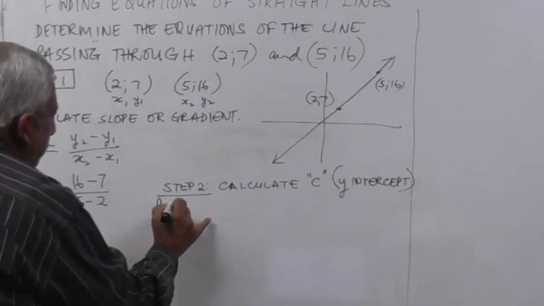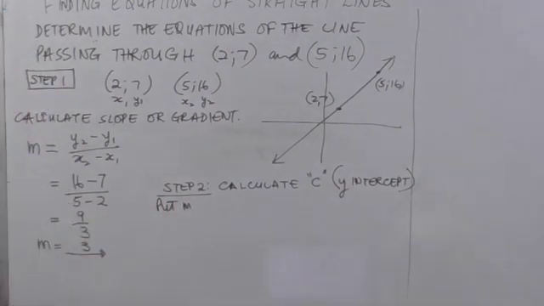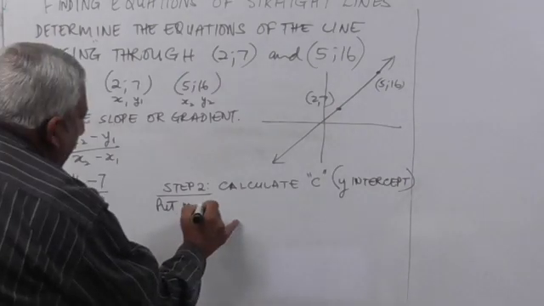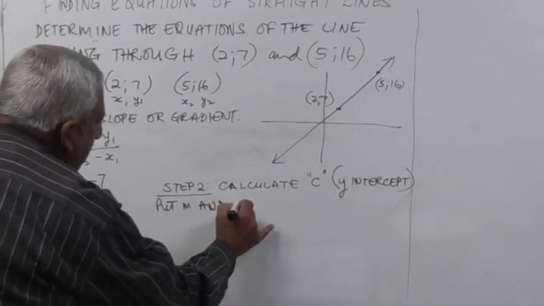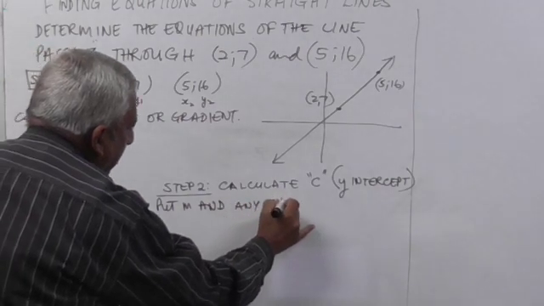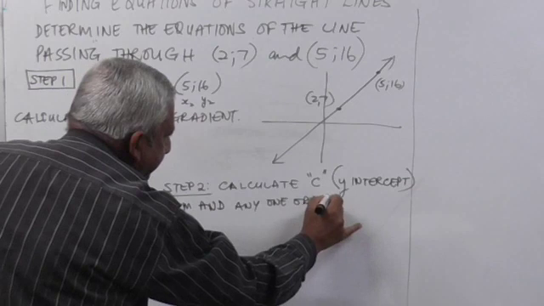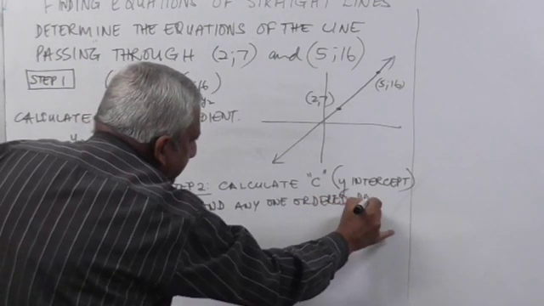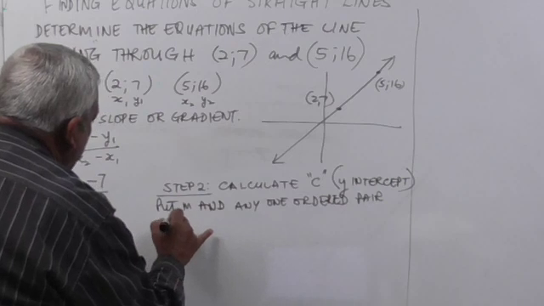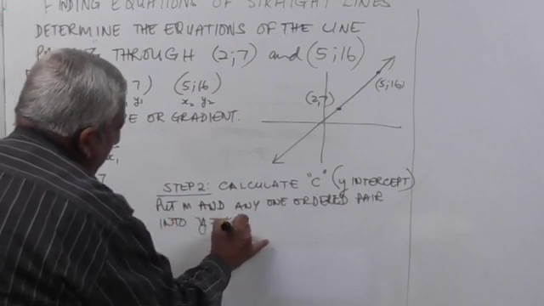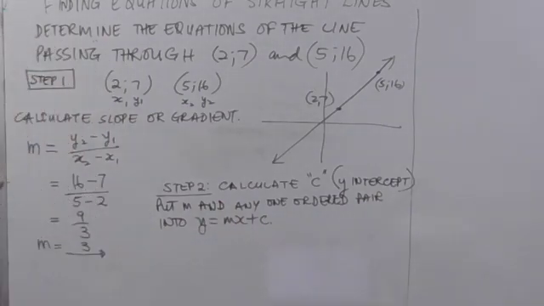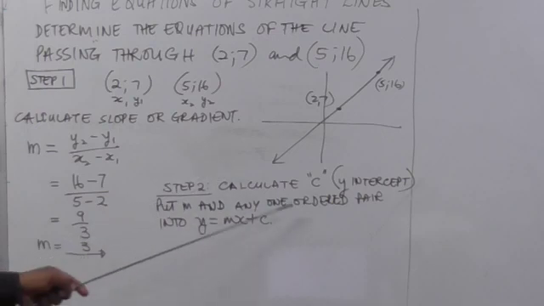Put m, which you just found now, and any one ordered pair into y is equal to mx plus c. Oh, by the way, when you find the equation of a straight line, the general form of the straight line equation is y is equal to mx plus c. So that's what you got to do. You got to put m and one ordered pair.